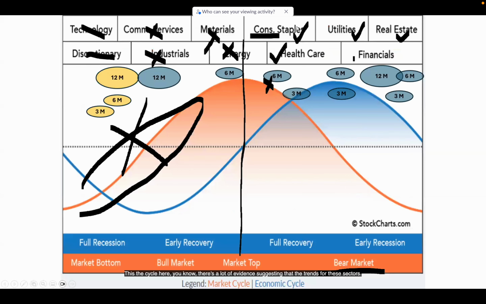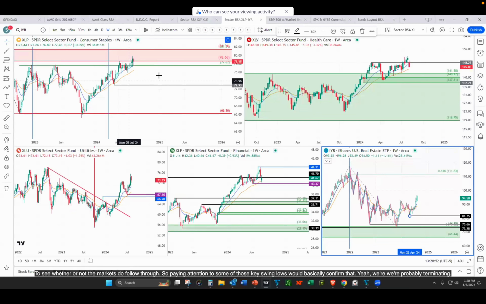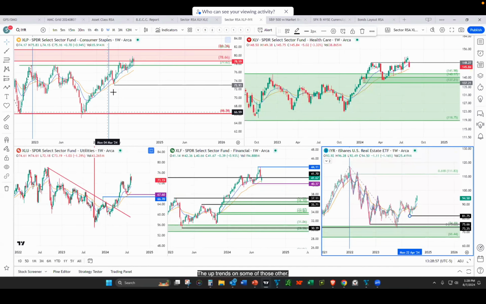So again, just taking this information and relating it back to the cycle here, there's a lot of evidence suggesting that the trends for these sectors are looking fairly healthy, but the trends on these sectors back here, especially technology and consumer discretionary, not so much, right? Industrials and materials doesn't really look all that great. Communication services is okay. Energy is okay. So it's just one of those things where we have to, again, be prepared to see whether or not the markets do follow through. So paying attention to some of those key swing lows would basically confirm that, yeah, we're probably terminating the uptrends on some of those other sectors.